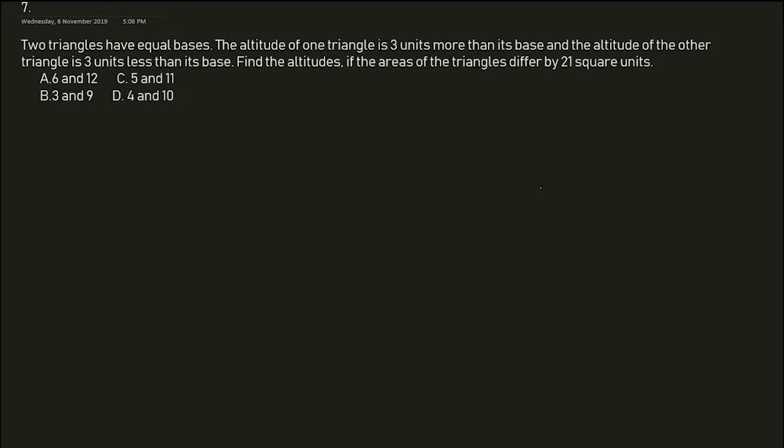Right? Next. Two triangles have equal bases. The altitude of one triangle is 3 units more than its base, and the altitude of another triangle is 3 units less than its base. Alright. So, we have two triangles. They have equal bases. Same daw yung ito, tsaka yung ito. So, let's name that X. Now, the altitude of one triangle is 3 units more than its base. So, this daw, altitude nito, is 3 units more than its base. That's x plus 3. And the altitude of the other triangle is, ito daw naman, is 3 units less than, so minus naman. So that's x minus 3.